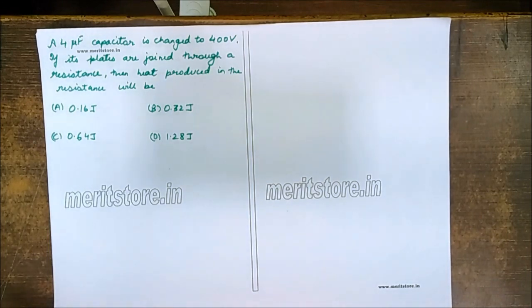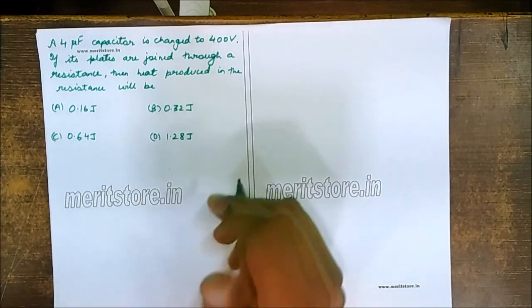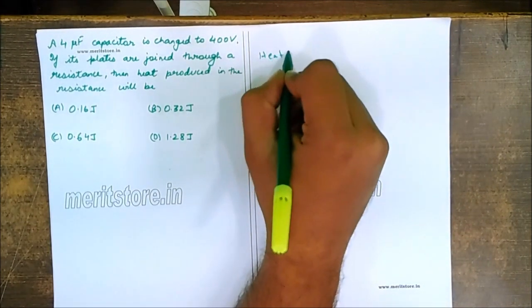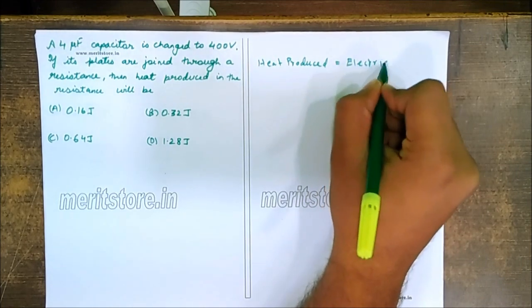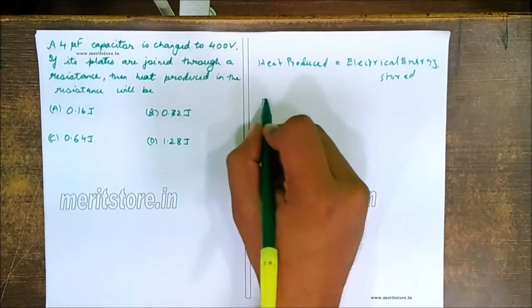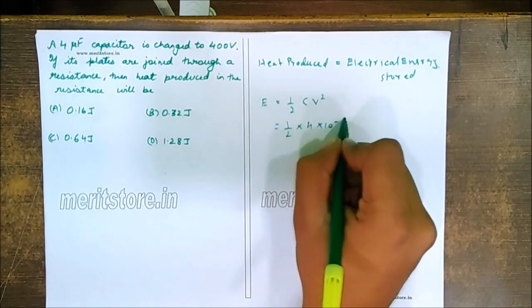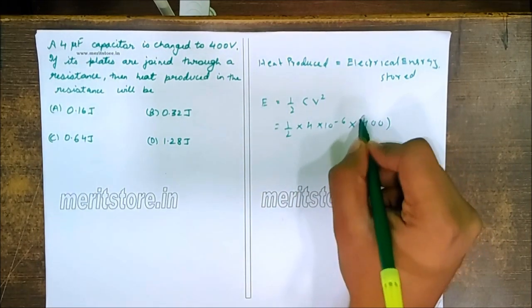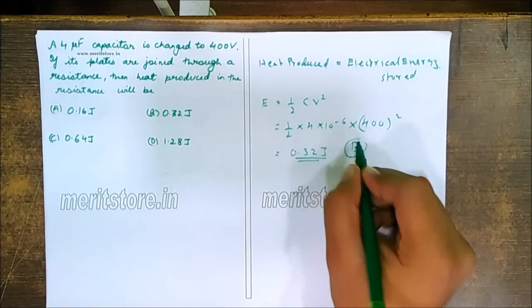The next question, a 4 microfarads capacitor is charged to 400 volts. If its plates are joined through a resistance, the heat produced in this resistance will be. So heat produced has been demanded. We can say heat produced is given by electrical energy stored, and we can easily calculate electrical energy by half CV square. So I have C as 4 into 10 raised to minus 6 into 400 whole square. So this gives me 0.32 joules. Option B.